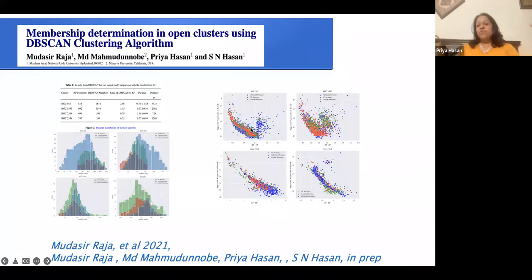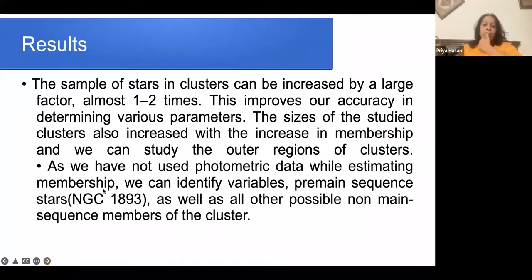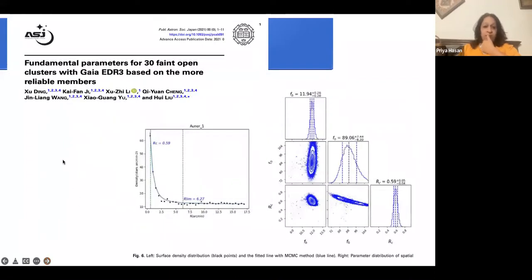And we compare this to the population we had with our earlier work, as well as the Cantlett-Gordon work. You can see that with DB-scan, you get a reasonably good sample, which we presented in this work. And there's a bigger paper which we are preparing with a larger sample on DB-scan. What we saw is that we obviously increase the membership, and you do get much more data, like we got in the random forest case. You can identify variables, pre-main sequence stars, as well as many other possible non-main sequence members of our clusters.